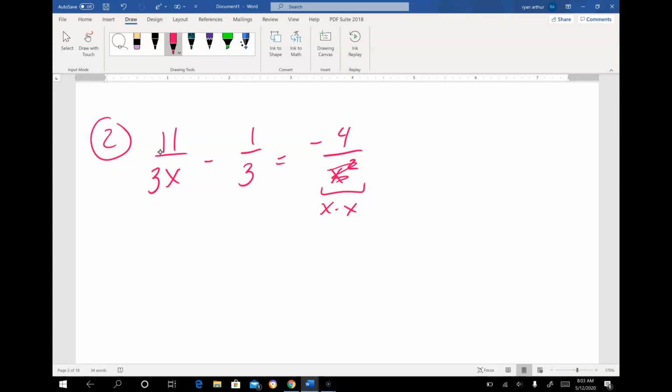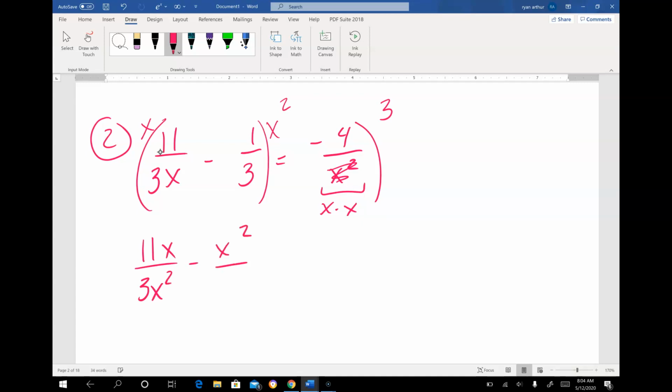So now you have to figure out what all three bases are missing. Okay, well the 3x, it's got the 3, it's got an x, but it doesn't have two x's, so I need to multiply him by an x. This 3 has no x's, and we need a total of 2, so we're going to multiply it by x squared. This guy, he's got all the x's, he's just missing a 3. So I'm going to have 11x over 3x squared minus x squared over 3x squared equals negative 12 over 3x squared. Now they all have the same denominator.